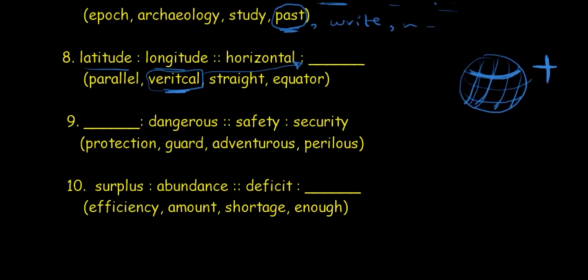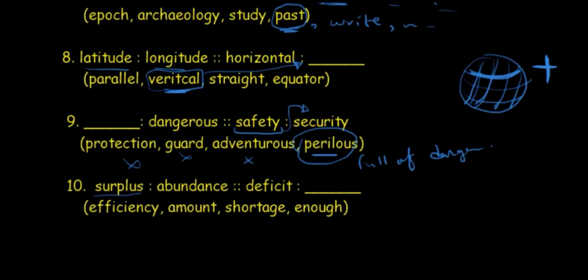Okay, next question, question number 9. Something that has safety has security. So they have a similar meaning. Something that has protection has dangerous. Adventure. Something that is adventurous is dangerous? Not necessarily. Perilous has the exact same meaning as dangerous because it means full of danger and risk. So I'll go with this word here.